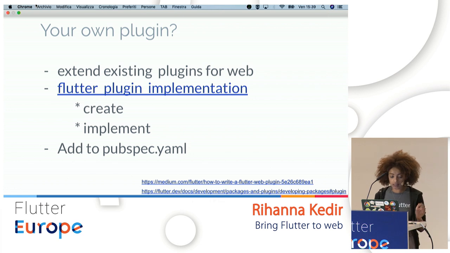And if that's not enough, we can extend the existing plugins for web implementation by coding against the plugin's public interface and using its API. Or we can implement our own plugin and add that in the pubspec YAML, and we build our Flutter code and have it running without any problem.